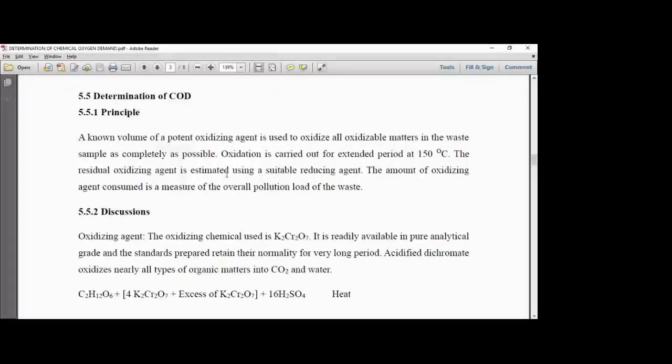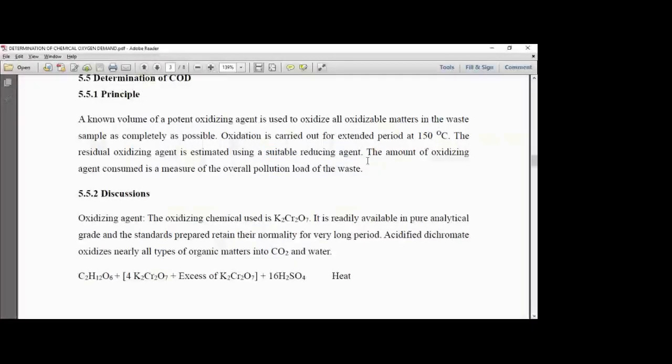So here I am going to find out how much K2Cr2O7 is utilized with the help of a suitable reducing agent, right? Now the amount of the oxidizing agent consumed is a measure of the overall pollution load of the waste. So the volume of K2Cr2O7 that I require is nothing but the pollution load of that particular sample. Why have we added K2Cr2O7? To oxidize all the oxidizable matter.